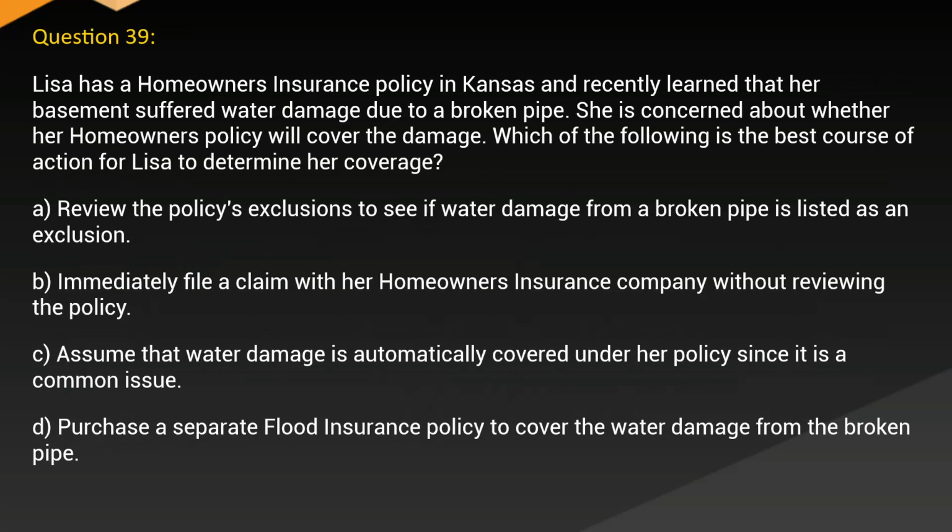Question 39. Lisa has a homeowner's insurance policy in Kansas and recently learned that her basement suffered water damage due to a broken pipe. She is concerned about whether her homeowner's policy will cover the damage. Which of the following is the best course of action for Lisa to determine her coverage? A. Review the policy's exclusions to see if water damage from a broken pipe is listed as an exclusion. B. Immediately file a claim with her homeowner's insurance company without reviewing the policy. C. Assume that water damage is automatically covered under her policy since it is a common issue. D. Purchase a separate flood insurance policy to cover the water damage from the broken pipe.